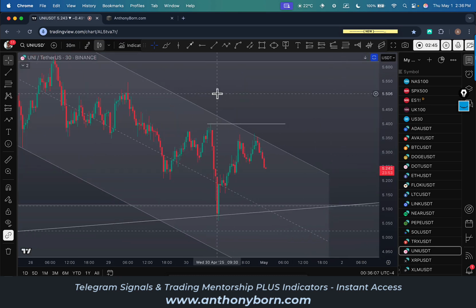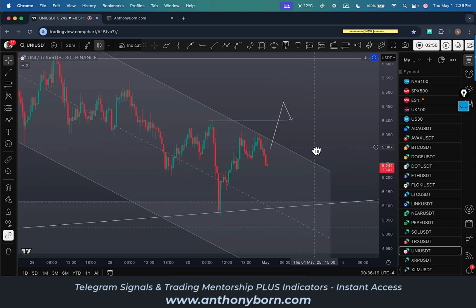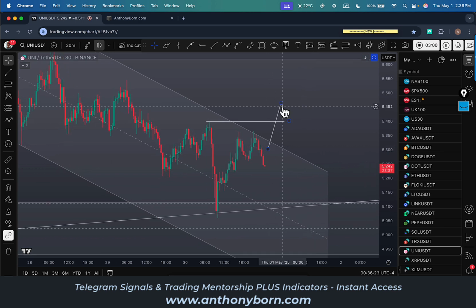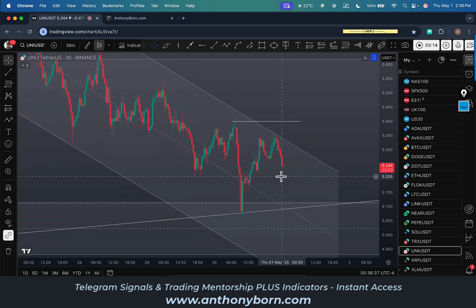If this breaks structure, if we get a break at this high, I'd be looking to buy. If not, then I'd be looking to sell. So just be really careful with this at the moment. It's definitely in a downtrend, and you could get sucked into that, right? So I think my bias would actually be to buy.